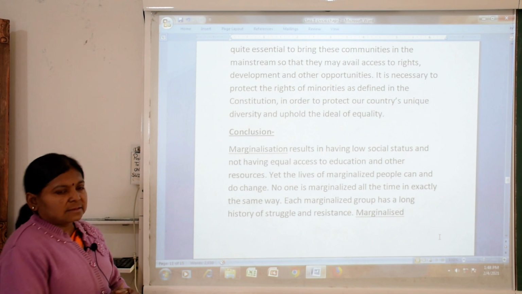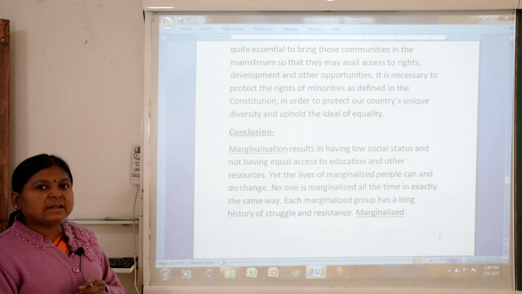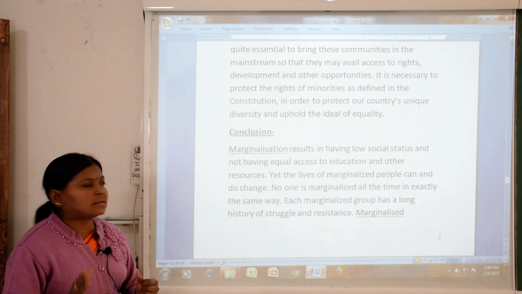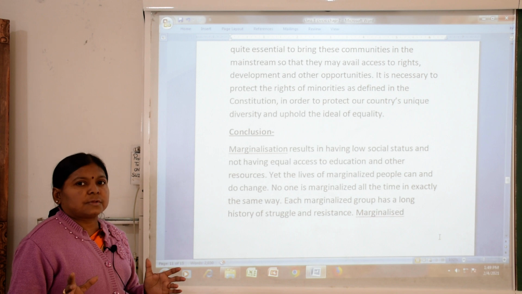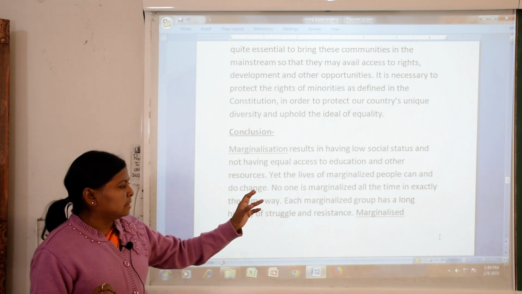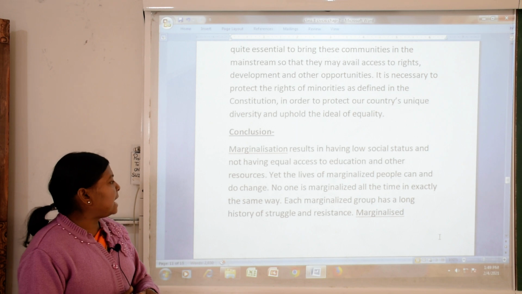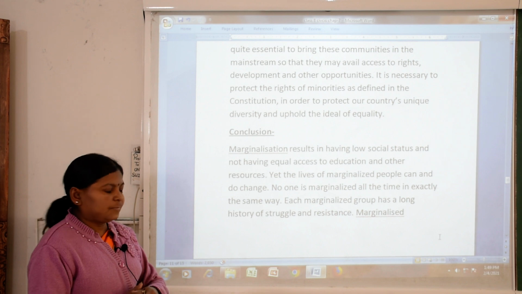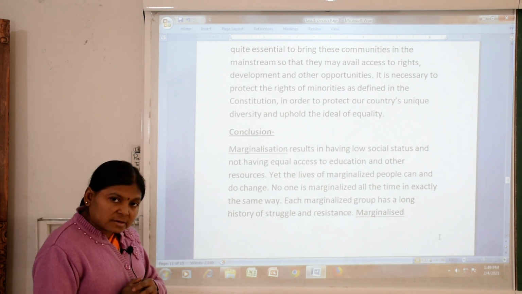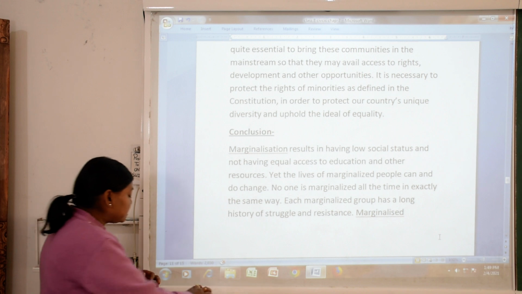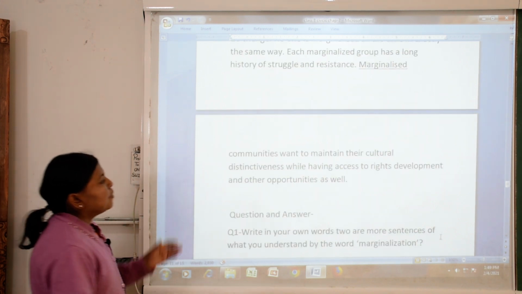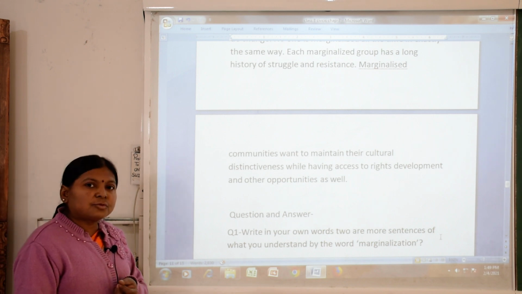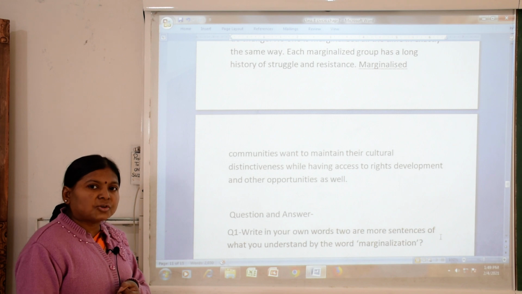What we concluded on this: marginalization results in low social status and not having equal access to education and other resources. Yet the lives of marginalized people can and do change. No one is marginalized all the time in exactly the same way. Each marginalized group has a long history of struggle and resistance, and marginalized communities want to maintain their culture and distinctness, while having access to the right of development and other opportunities as well.